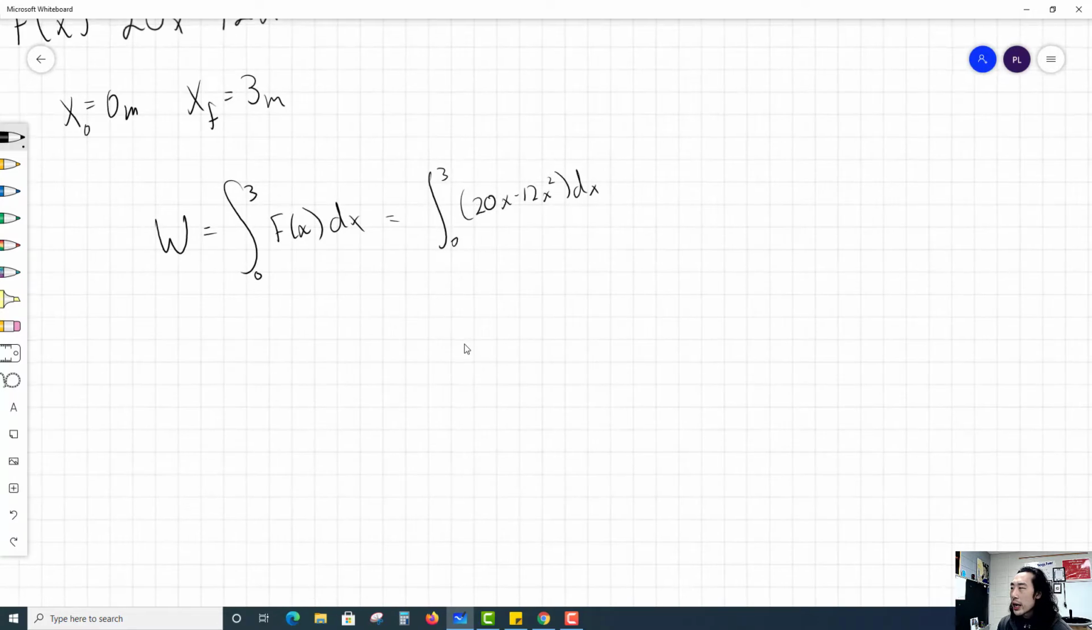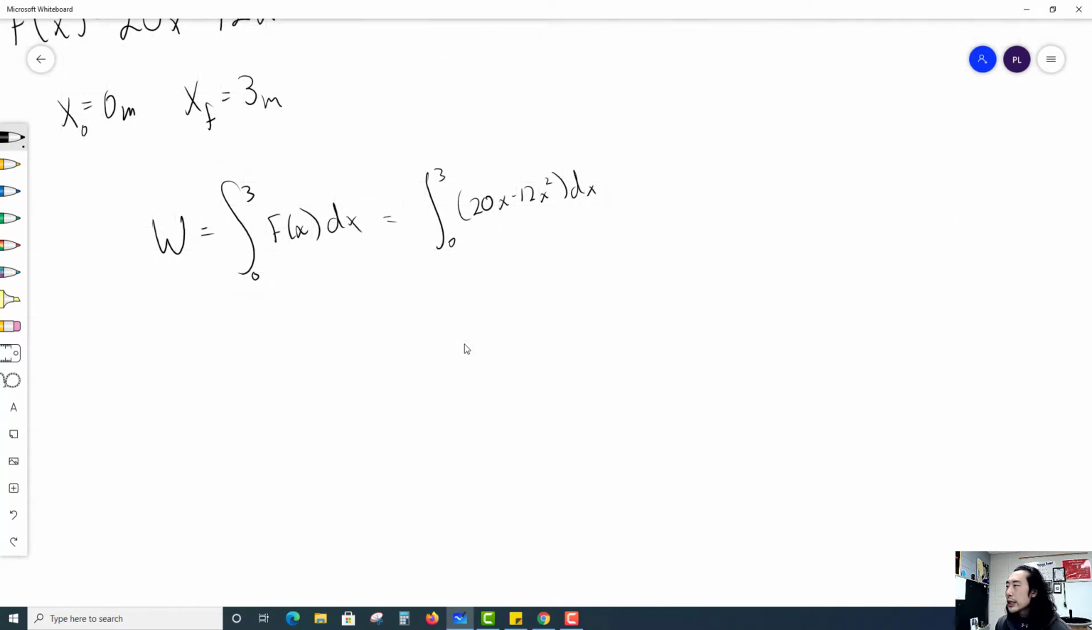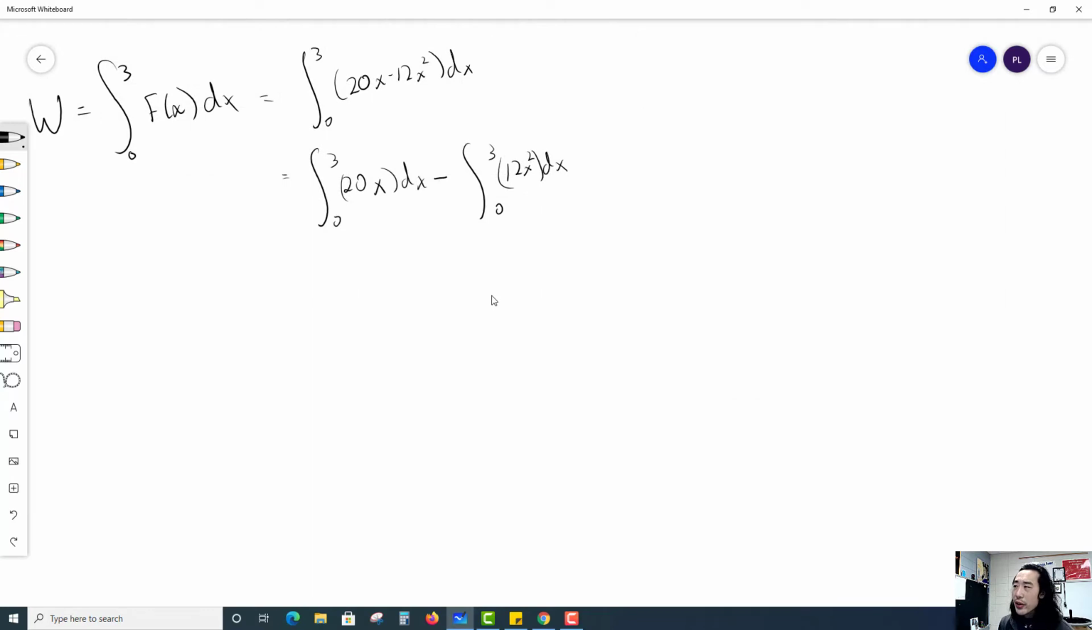At this point we're going to integrate these one by one. What I mean by that is I want to integrate 20x and I want to integrate negative 12x squared individually. I'm going to show you a little trick. So we're going to go from 0 to 3, 20x dx minus the integral from 0 to 3 of 12x squared dx. I just separated it individually. If I were to integrate 20x from 0 to 3, the power is 1, so I add 1 to it: 20x squared divided by 2 from 0 to 3.